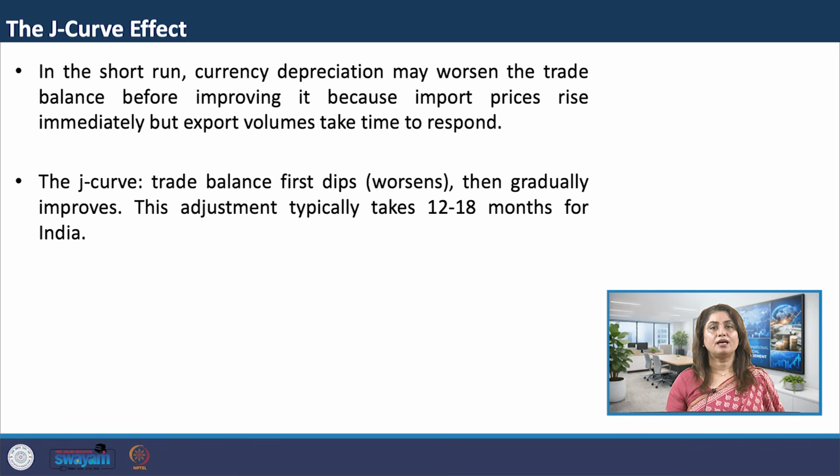In the short run, currency depreciation may actually worsen the trade balance before it improves because import prices rise immediately, increasing the import bill, but export volumes take time to respond. Exporters need time to renegotiate contracts, scale production, and find new buyers. So the trade balance first dips to the bottom of the J and then gradually improves along the upward slope of the J. For India, these adjustments typically take around 12 to 18 months.